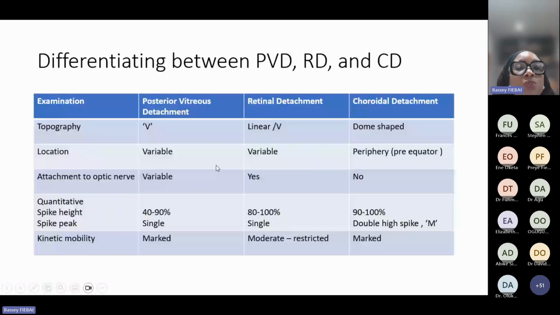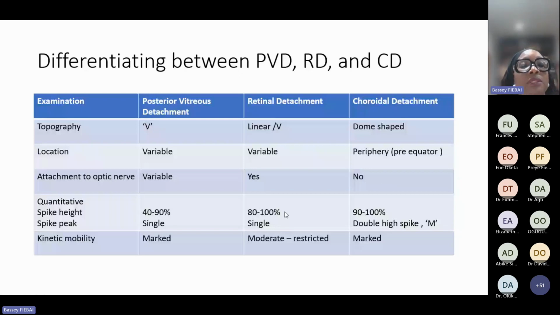So how do you differentiate between the three? Because it's usually very confusing. Topographically, PVD and retinal detachment are V in shape. Retinal detachment may be linear, but the choroid will always be dome-shaped. The location will vary in PVD and retina, but the choroid is usually pre-equatorial. There's always an attachment with the retinal detachment. There may or may not be in PVD if it's complete or incomplete, but in CD there's no attachment.